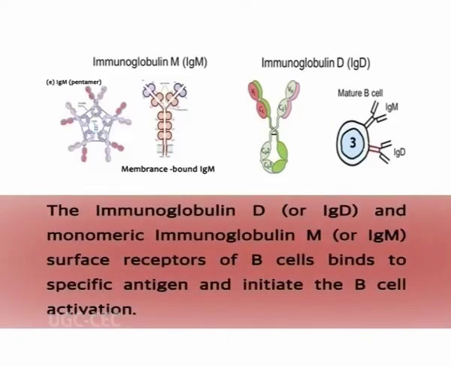B cells are generated in the bone marrow, and it takes 1 to 2 weeks to develop from hematopoietic stem cells to mature B cells. The first exposure to a microbe or an antigen, either by infection or by vaccination, leads to the activation of naive B lymphocytes. The immunoglobulin D or IgD and monomeric immunoglobulin M or IgM surface receptors of B cells bind to specific antigen and initiate the B cell activation.